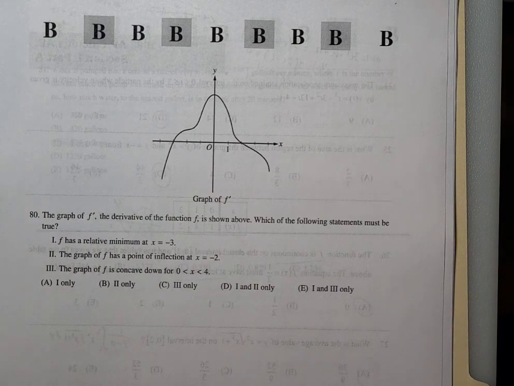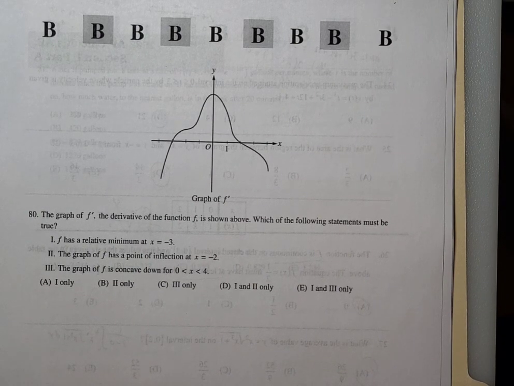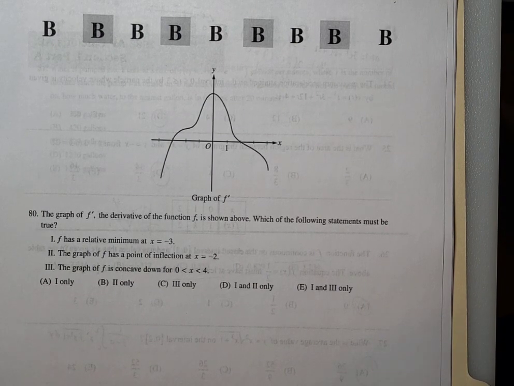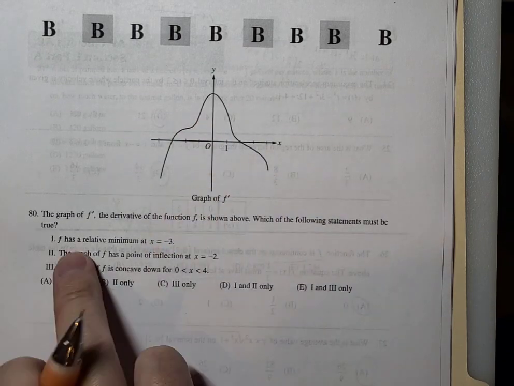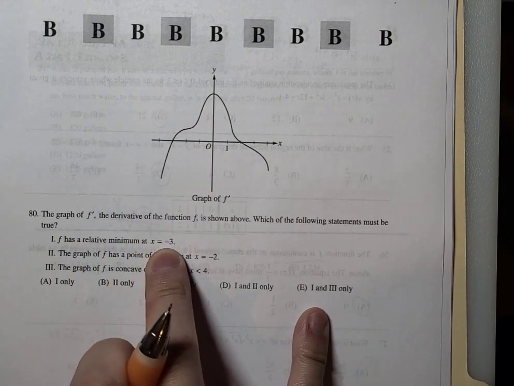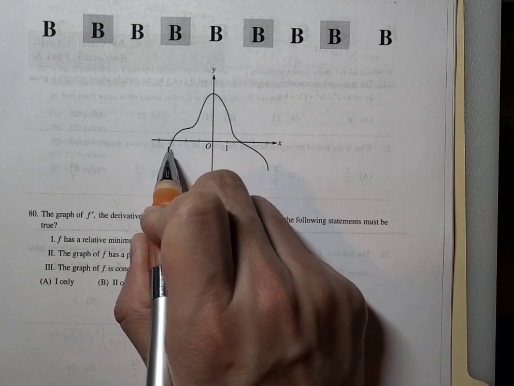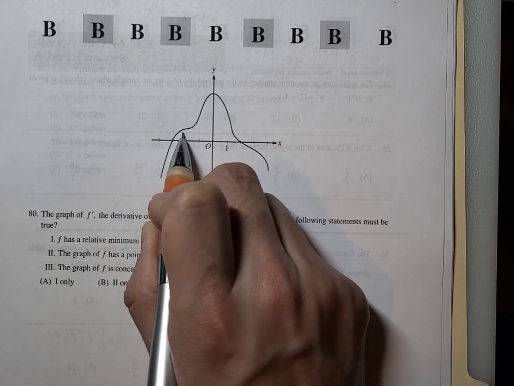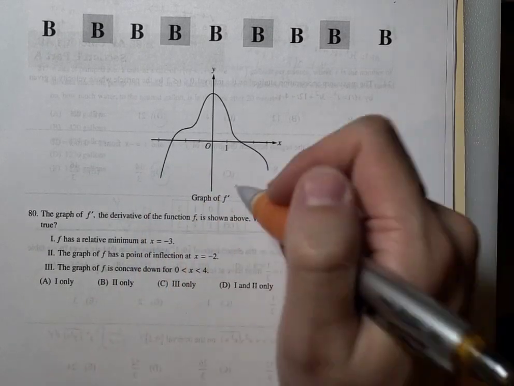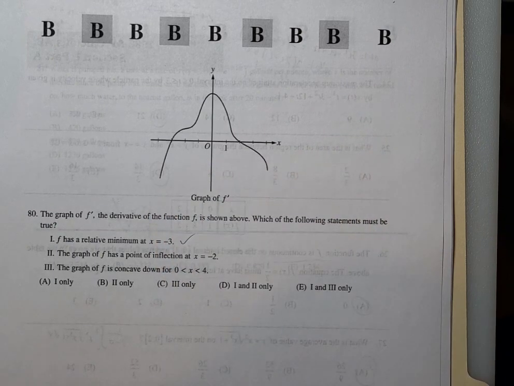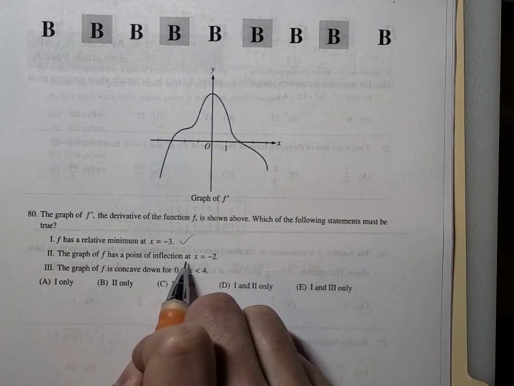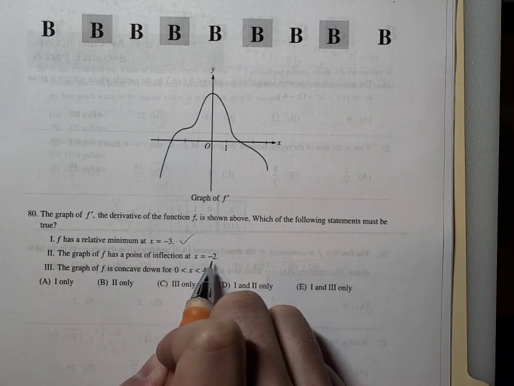The graph of f prime, the derivative of f, is shown above. Which of the following statements must be true? Okay, so this is f prime. f has a relative min at x is negative 3. What happens at x is negative 3? The derivative goes from negative to positive. So there is a relative min at that point. Good. The graph of f has a point of inflection at x is negative 2.